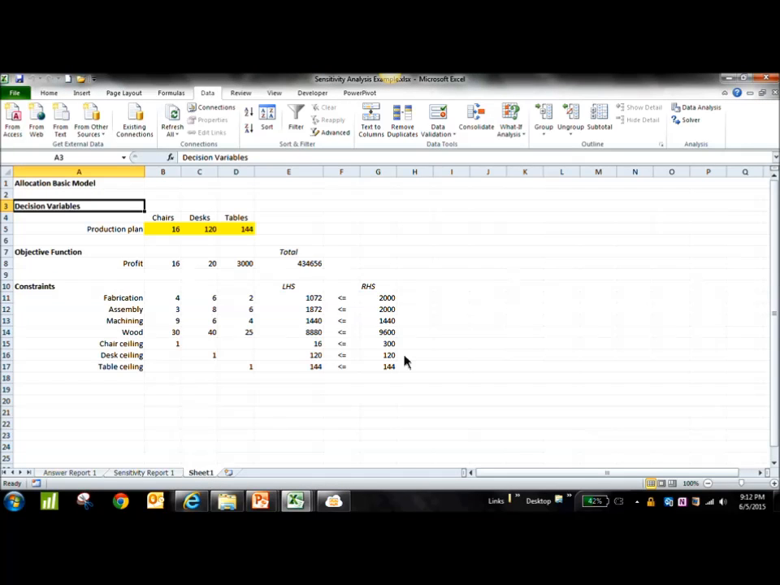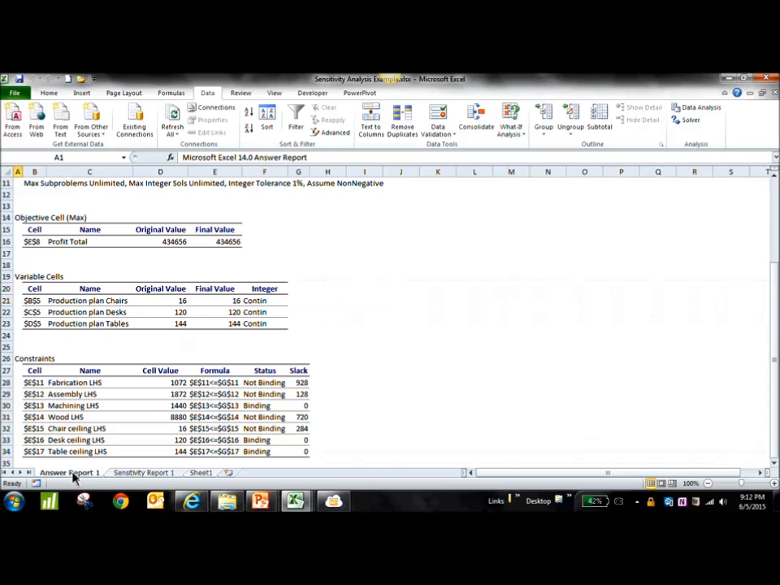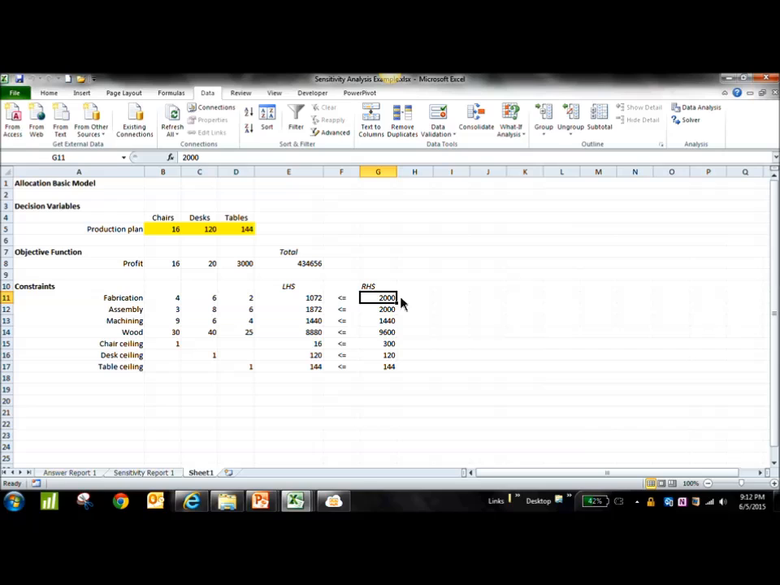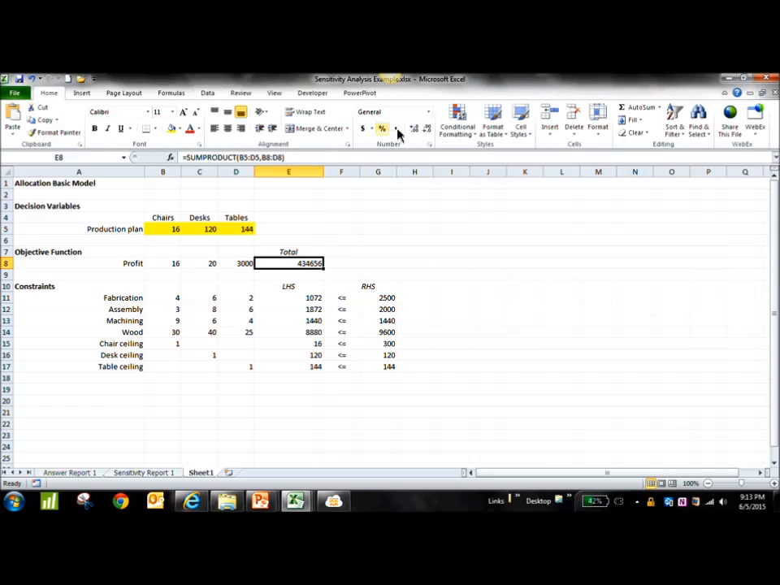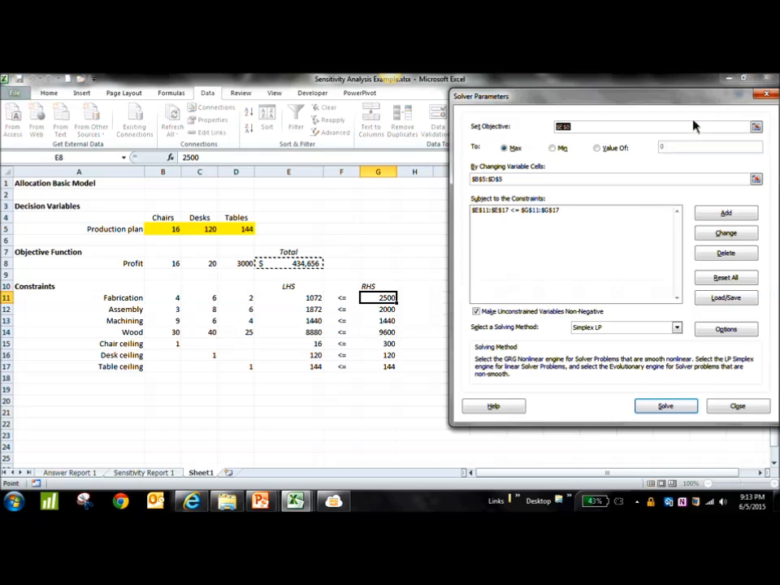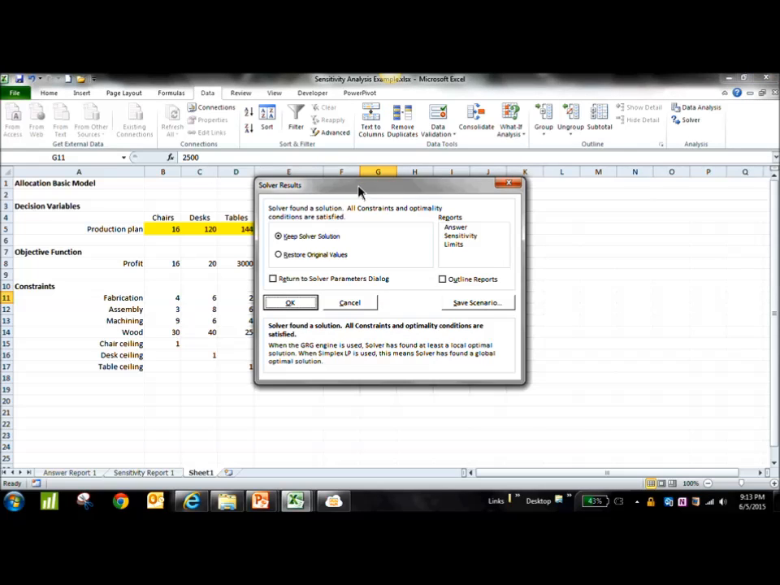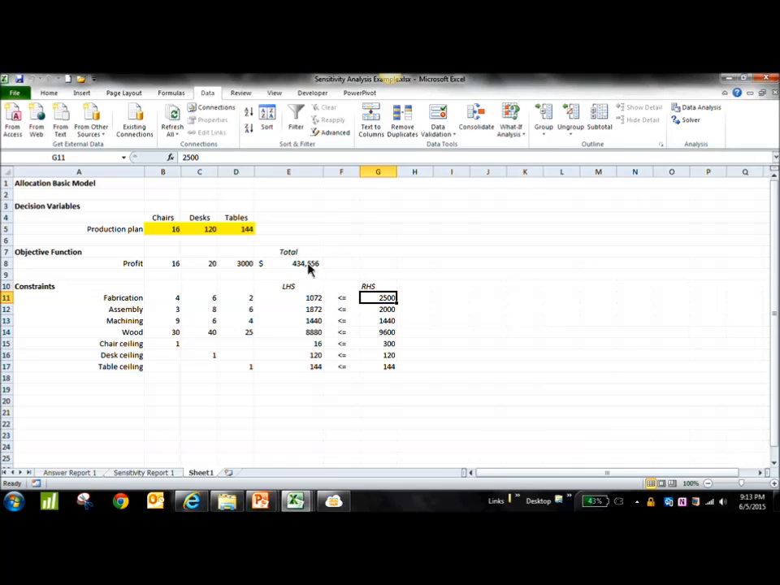Let's try that. I come here. We know that this variable, fabrication, is a non-binding variable. So I can increase this, hoping that I can increase my profit. Let me make sure that this is set up right, so you could see easily that this is in dollars. All right, so I increased this from 2,000 to 2,500. I'll run it, and guess what? That value didn't change.